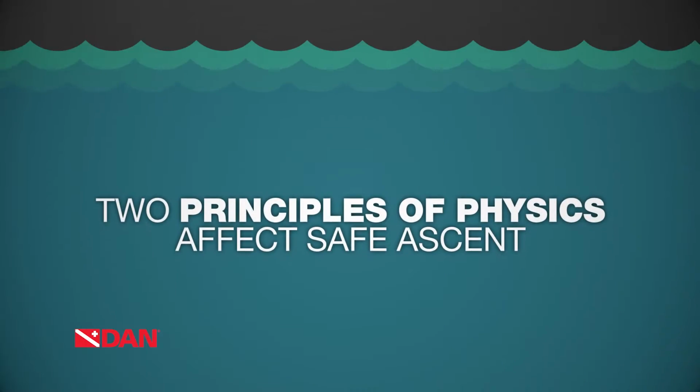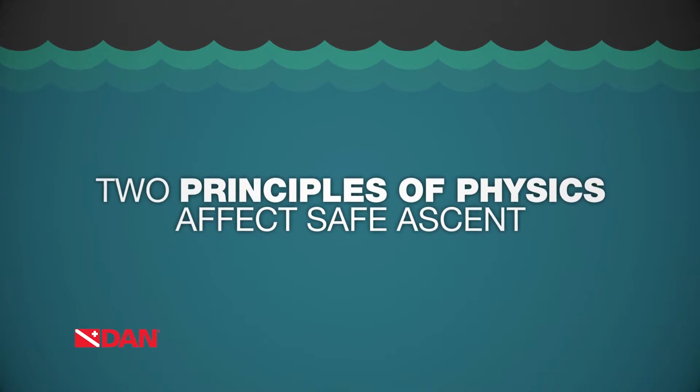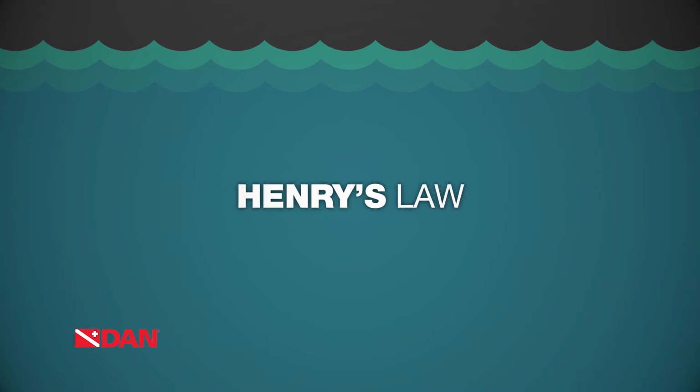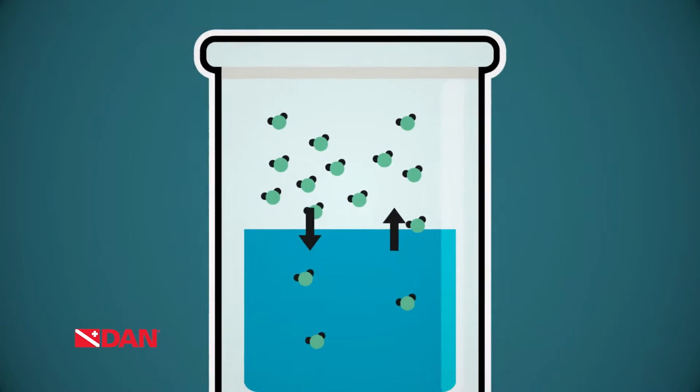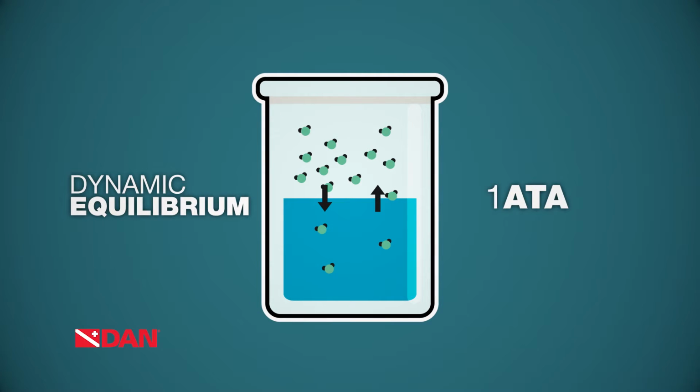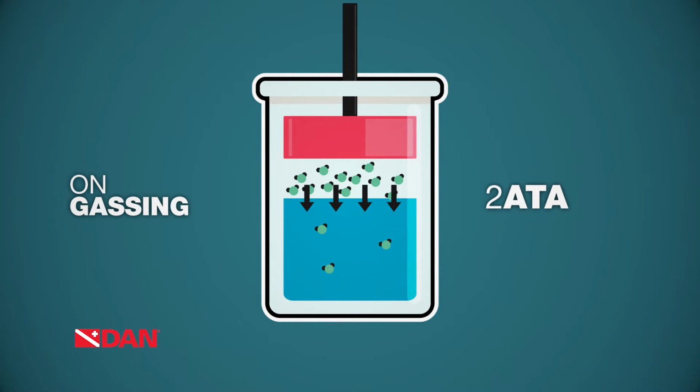Two principles of physics affect safe ascent. The first, called Henry's Law, has to do with the relationship between dissolved gas and pressure. Henry's Law states that when a given gas is in contact with a given liquid, the gas dissolves in the liquid proportionally to its partial pressure. At constant pressure, the gas above the surface and the dissolved gas are in equilibrium. If the pressure above the surface increases, more gas is pushed into the liquid.